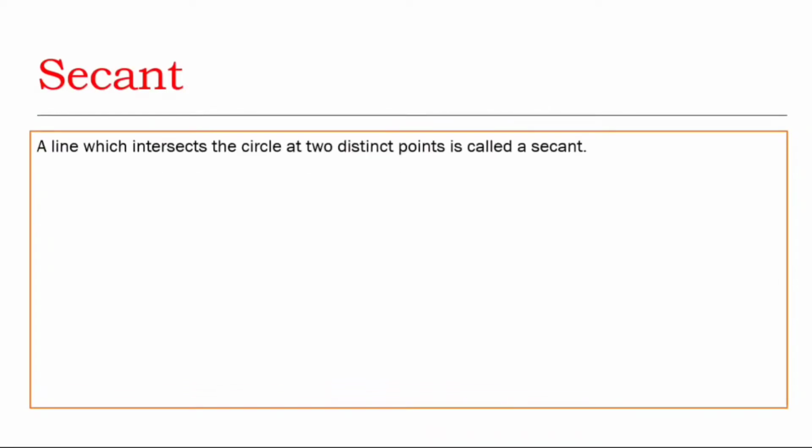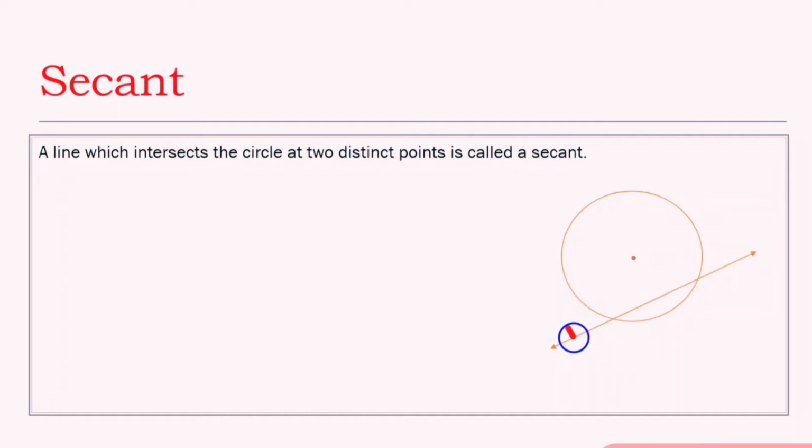Next term is secant. A line which intersects the circle at two distinct points is a secant. Now here this is a circle, O is the center of the circle. Here secant XY intersects the circle at points A and B.